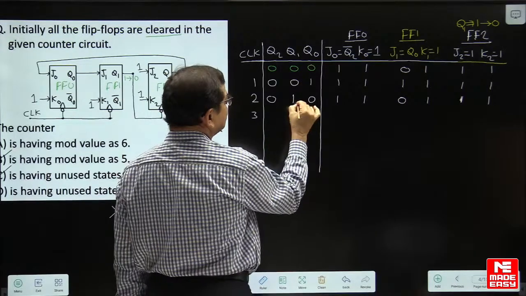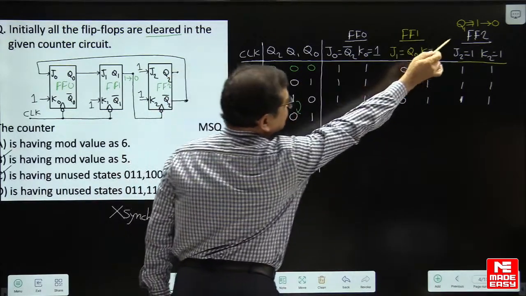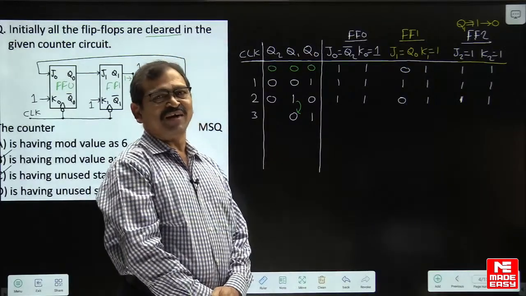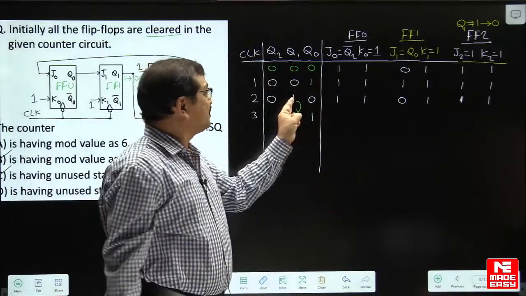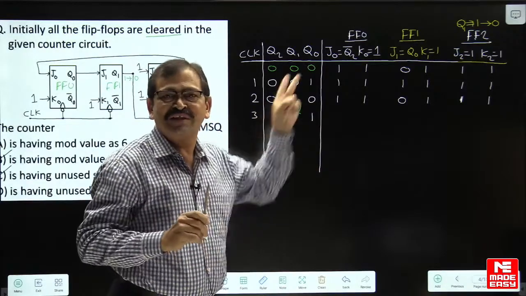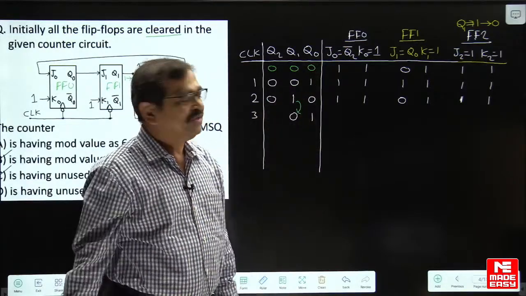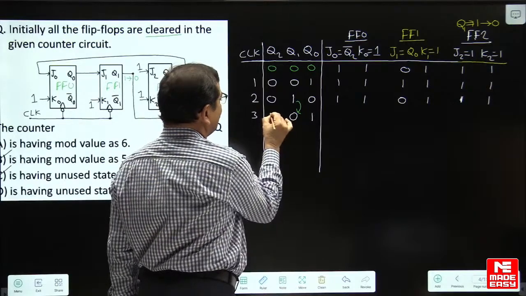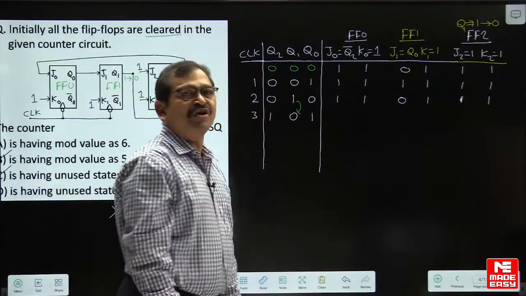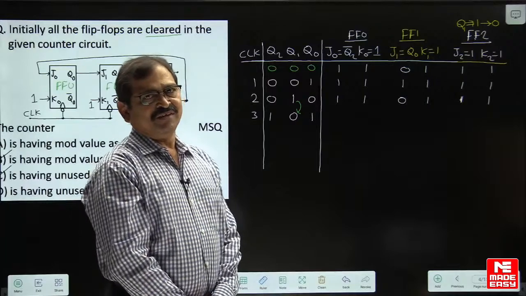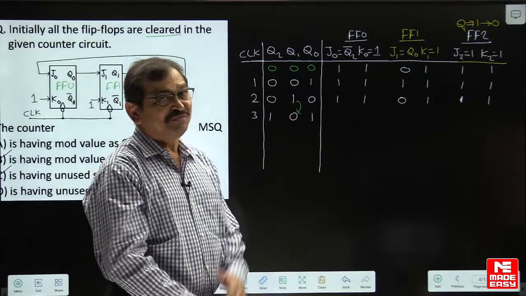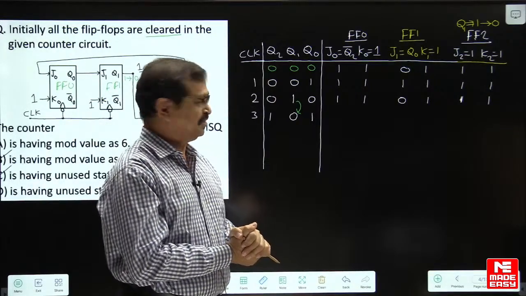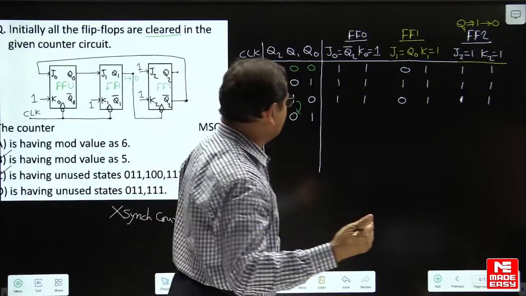When flip-flop 1 is changing 1 to 0, this is giving a clock effect to flip-flop 2. If you look properly, this Q1 change of 1 to 0 is giving a clock effect on flip-flop 2. Hence, flip-flop 2 is changing to 1. So this is the content of the counter after the third clock pulse. The counter is not back to the initial state. We are supposed to keep applying clock pulses until the circuit is back to the initial state. So we go on with further clock pulses.